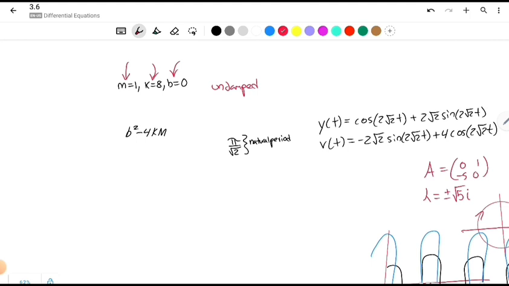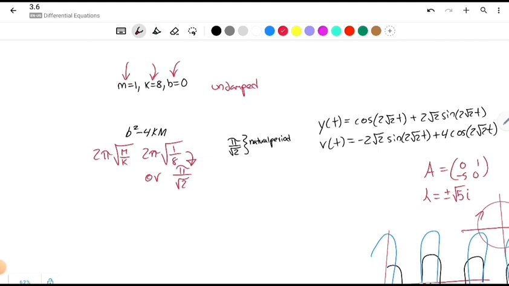The natural period is 2 pi times square root of m over k. That's 2 pi square root of 1 over 8, or pi over square root 2. If this didn't jump out at you, we're about to do it anyway right here.